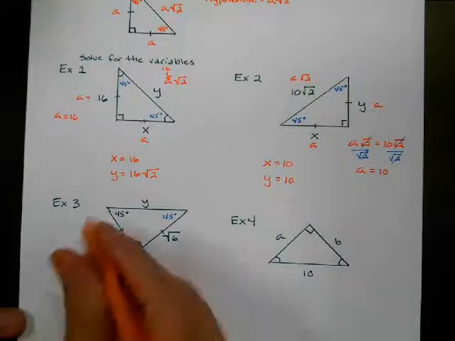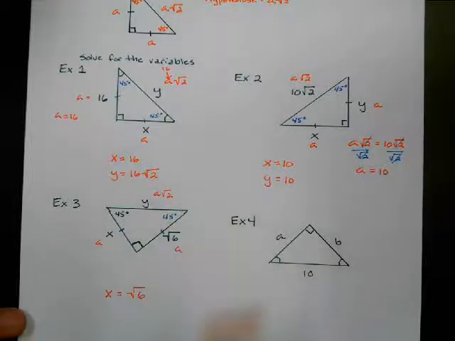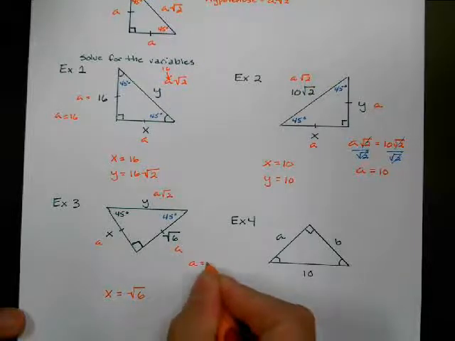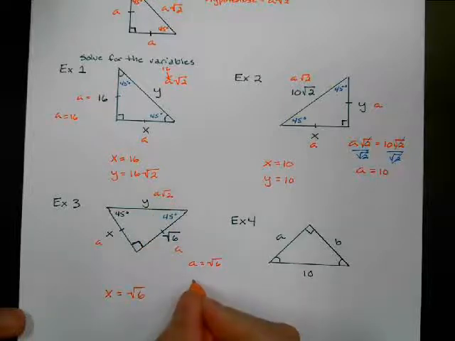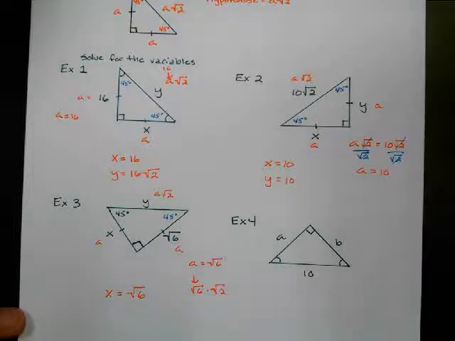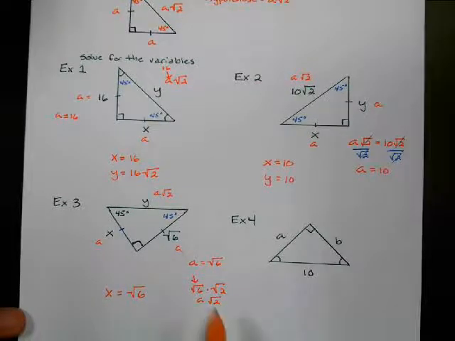Now, these are the a sides, and this is a root 2. Now, we just said that a is equal to root 6. So what's a root 2? Well, a is root 6. So a root 2 would be root 6 times root 2. That's a root 2. So what's root 6 times root 2? It's root 12. And then we are going to simplify.